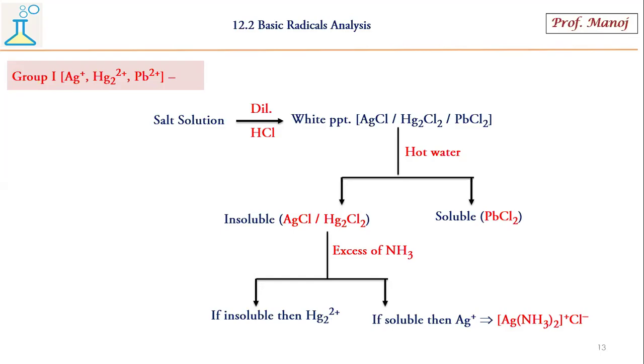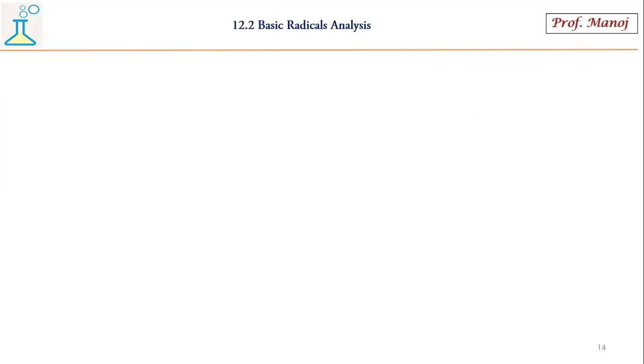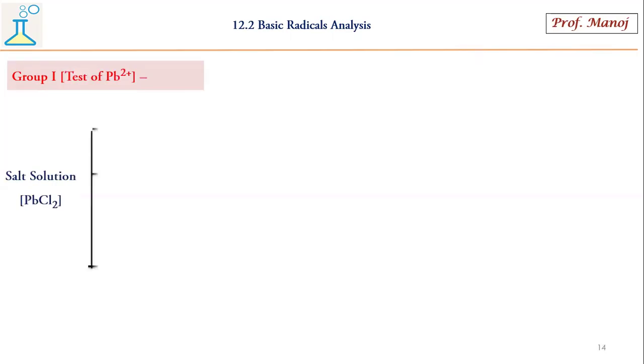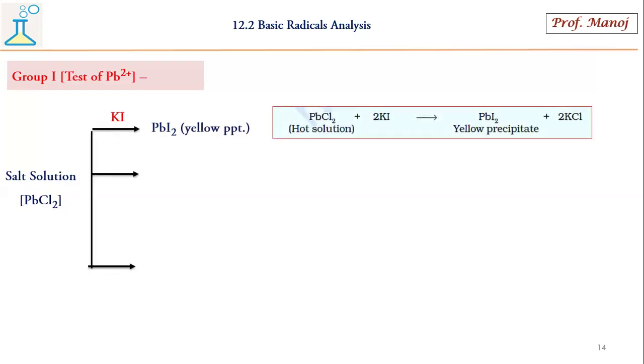Now what we are going to do is only tests for Pb and no test for silver or mercury. So let us understand lead test. We take salt solution of lead chloride and do 3 different tests. First, with potassium iodide, it will form PbI2. This is a yellow PPT. Second, we can treat with potassium chromate.